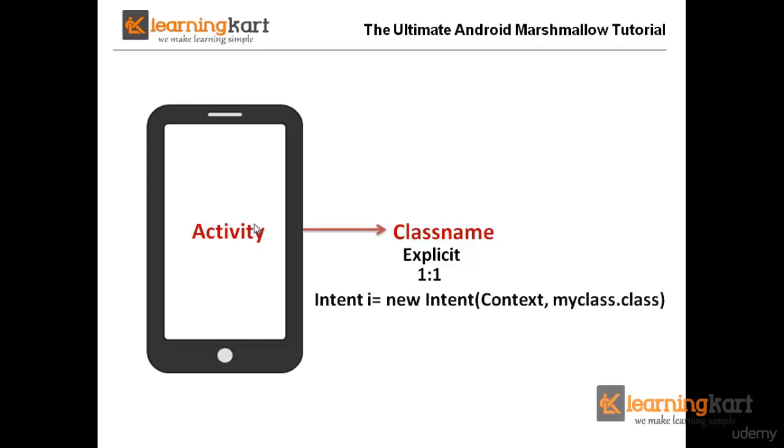So how do you declare such an intent? You simply say Intent, declare a variable for it, say i. New Intent, you pass in the context object for an activity, which can be this, and then the class name, I say MyClass.class. So this is how you create an intent based on a class name. This is what we call an explicit intent.